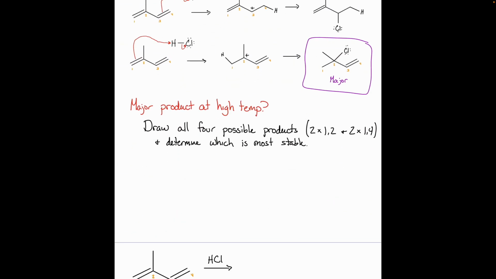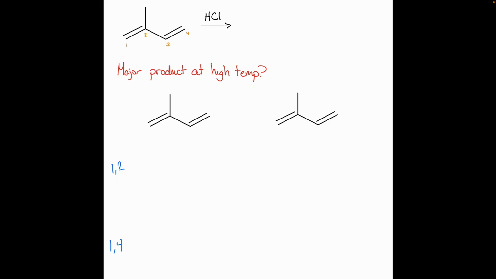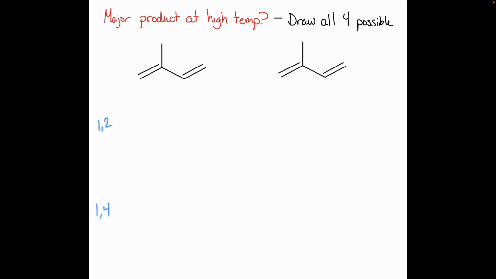And so where we left off was with this example where we were using this asymmetric conjugated diene. And we wanted to know what the major product was at high temperatures. And remember, at high temperatures, you're always just going to get whichever product is the most stable, regardless of whether it's 1,2 or 1,4. So we have to draw all four possible products. All right, so I'm going to draw my four possible products here.